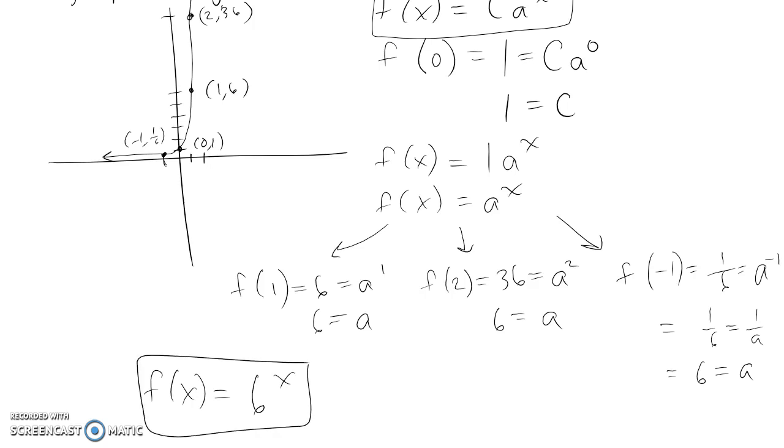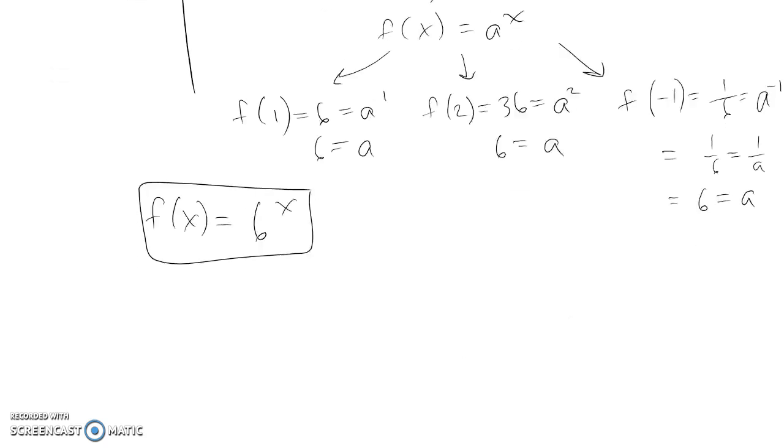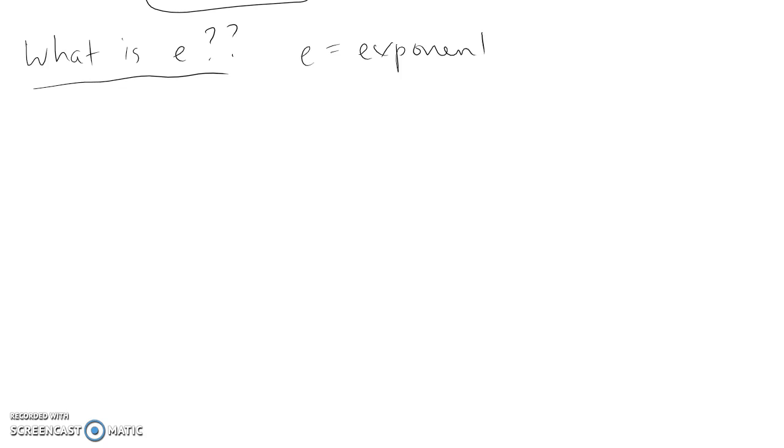Okay, now for the rest of the video, what I want to answer for you is a question that you might be having. What in the world is e? Well, e stands for exponential constant, right? It's an irrational number. It's approximately 2.718, but it's one of those numbers with an unending, non-repeating decimal expansion.